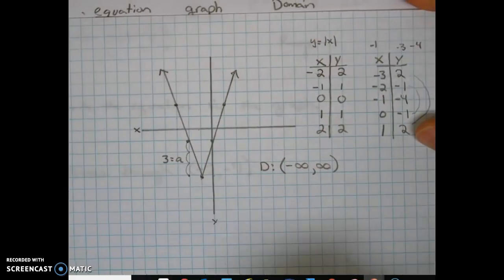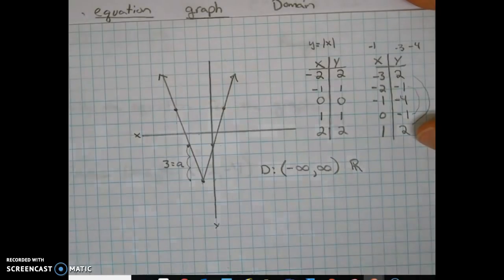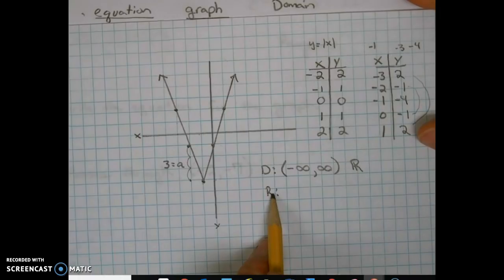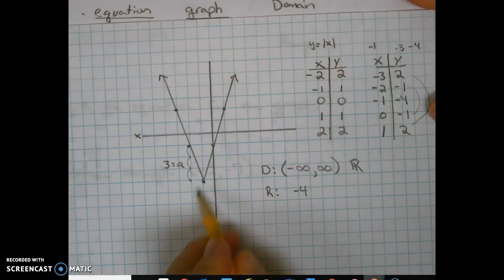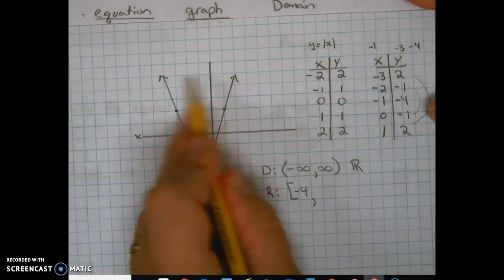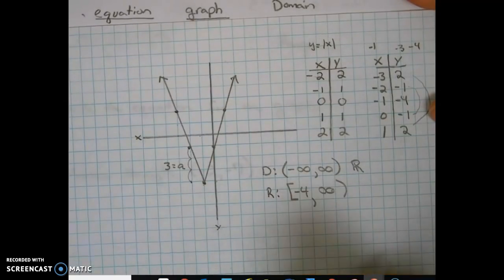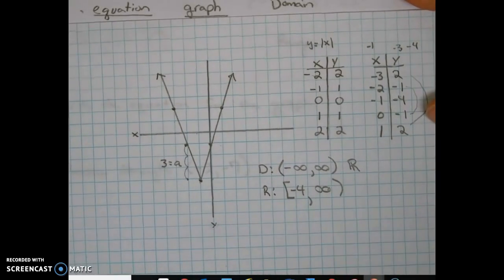Nice, huh? That represents all real numbers. Range, lowest to highest. So remember, range is your y value. So our lowest y value here is -4. It's a closed dot, so we use a bracket. And it goes up to arrows, which is infinity. And that would be interval notation for the range.